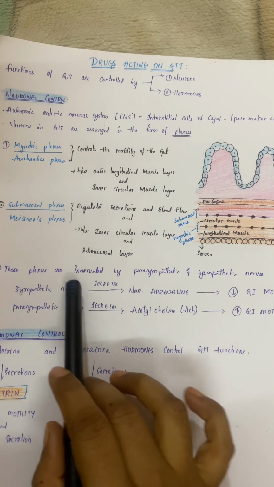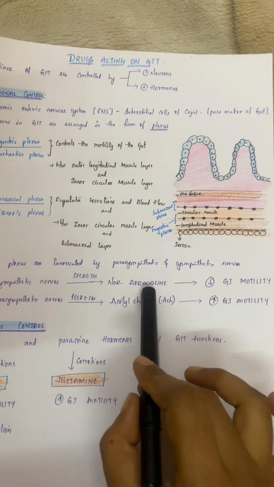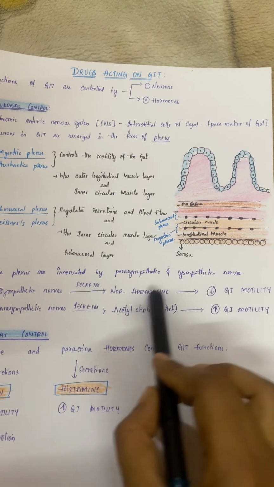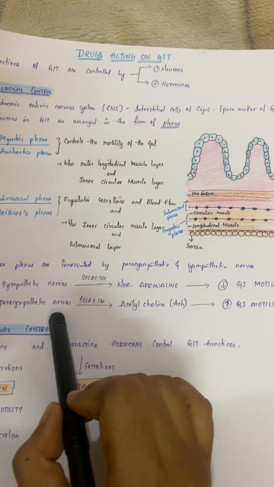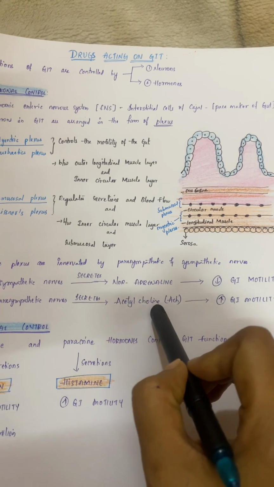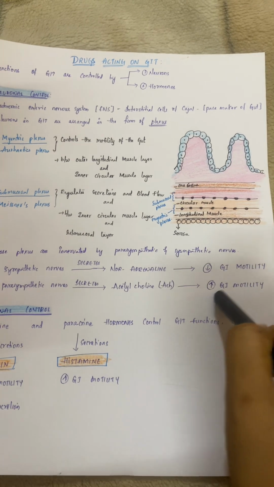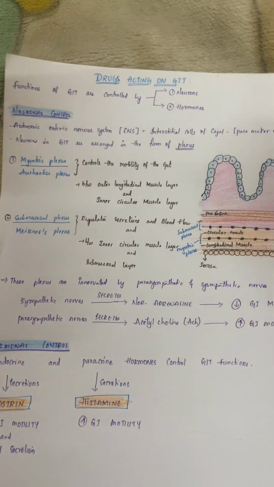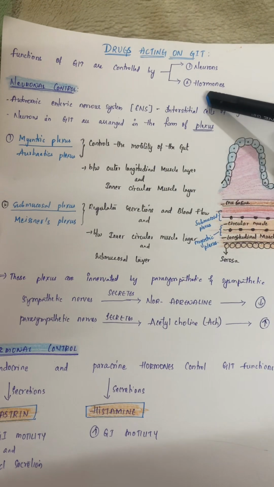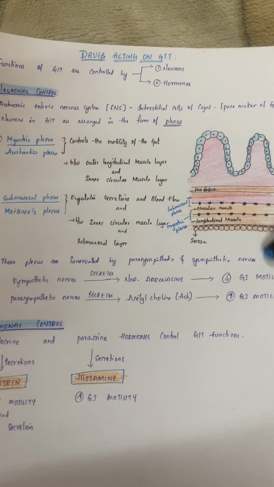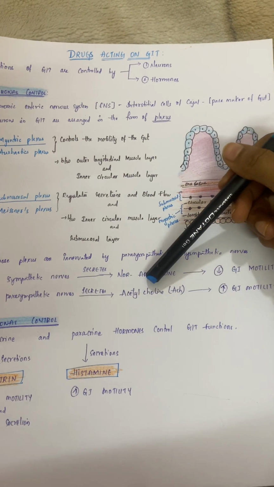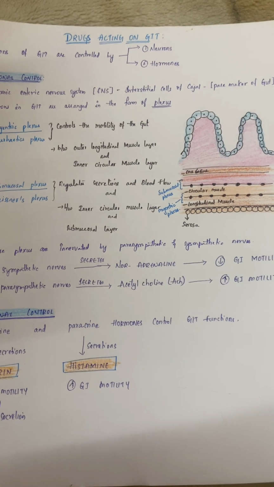Okay, now these plexuses are innervated by both the parasympathetic as well as the sympathetic nervous system. Now sympathetic nerves generally secrete noradrenaline. This noradrenaline will decrease the GI motility, whereas parasympathetic nerves secrete acetylcholine, that is ACh, which increases the GI motility. So generally in the neuronal control, the sympathetic nervous system will result in decrease of GI motility, and the parasympathetic nervous system will increase the GI motility.